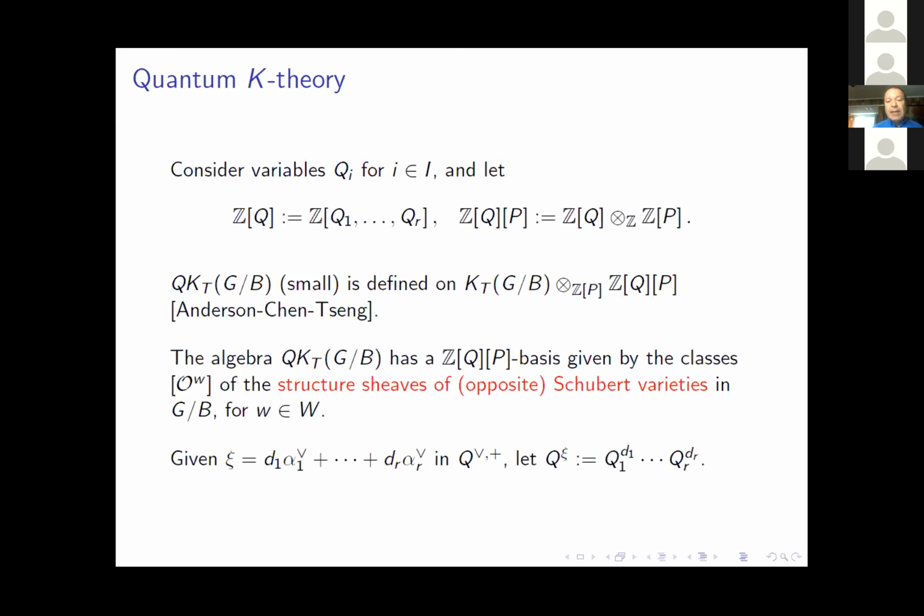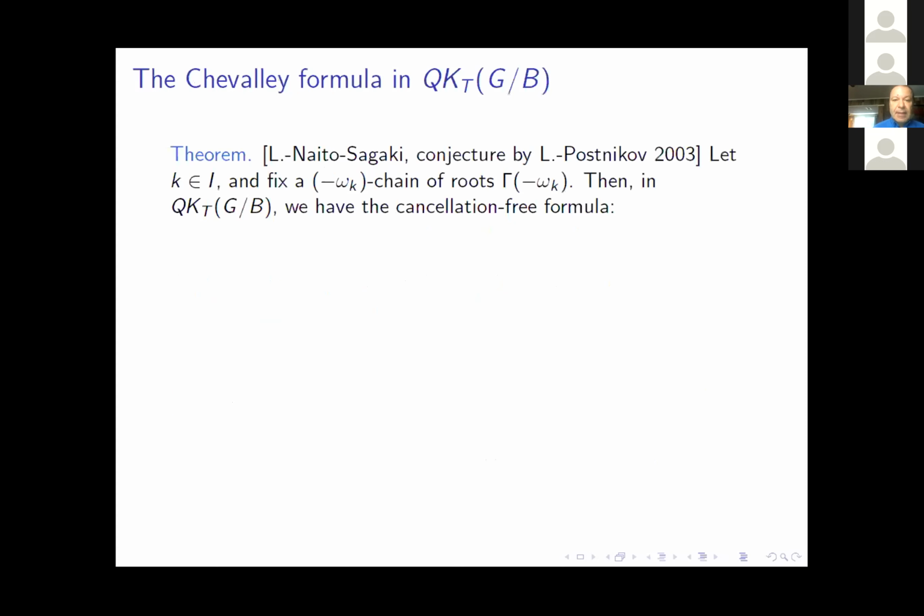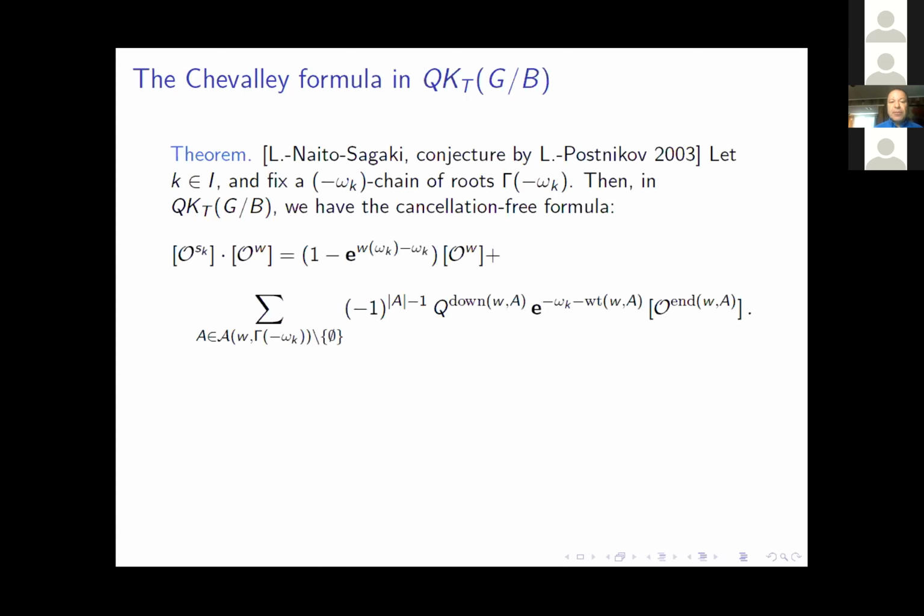And to any element of the coroot lattice, we can associate a monomial in the deformation parameters. Then I just want to show you the Chevalley formula, which was conjectured by myself and Alex Postnikov in 2003. Here we have to take a chain of roots corresponding to the negative kth fundamental weight. And then we have a cancellation-free formula, which expresses the product in equivariant quantum K theory of an arbitrary Schubert class with a Schubert class indexed by a simple reflection.